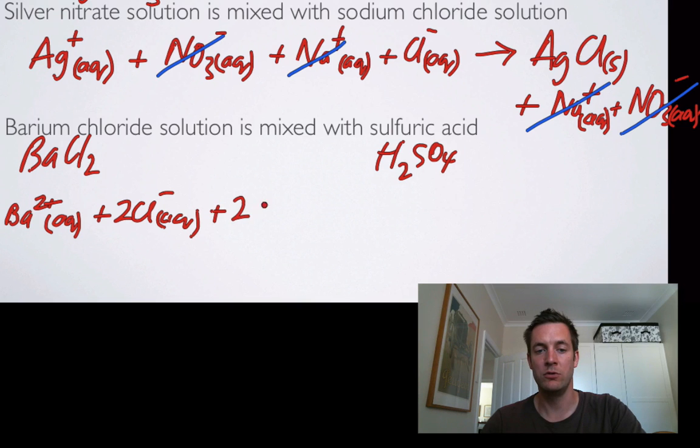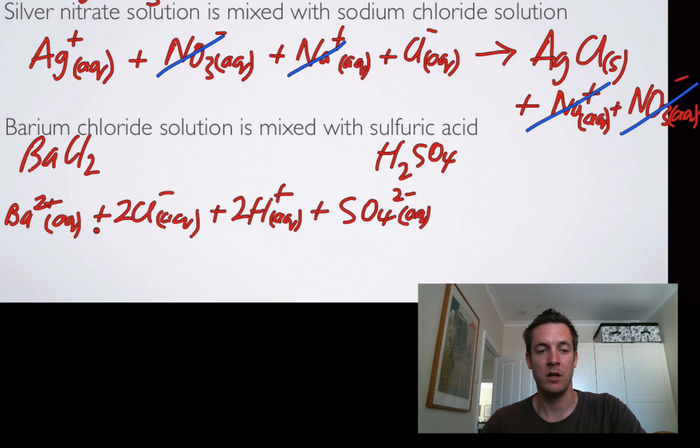Plus 2 H+ here. All acids have H+ ions. So there's 2 of them there. There's no such thing as an H2+ ion, okay? So SO4 2- is also there, and that's also aqueous. If we look up these new combinations, we could have HCl, that's a strong acid, so that's going to dissolve.